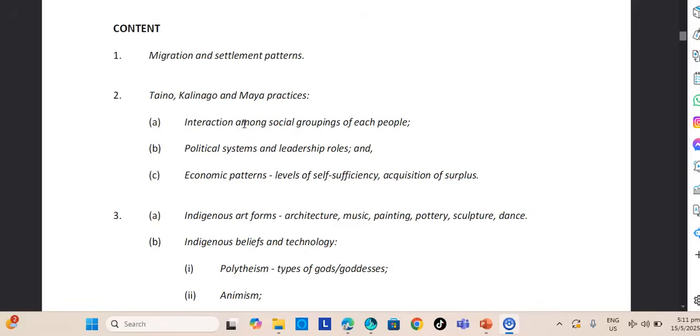Now we're going to look at their political system and leadership roles. The Kalinago politics were based on leadership by merit, especially in war. So unlike the system of the Tainos, in the Kalinago system leadership was earned. The political structure had elected or chosen leaders who held power during time of war or conflict. Leadership was temporary and conditional.